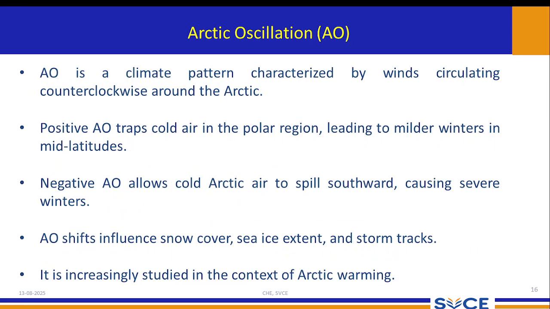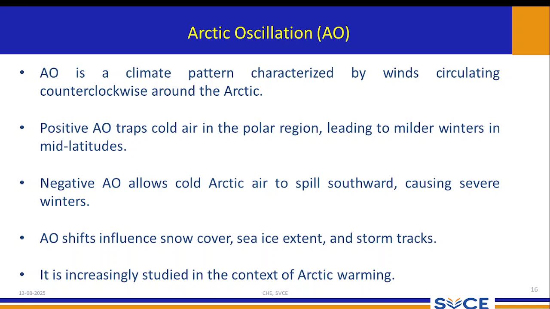Arctic Oscillation is a climate pattern characterized by winds circulating counterclockwise around the Arctic. Positive AO traps cold air in the polar region, leading to milder winters in mid latitudes. Negative AO allows cold Arctic air to spill southward, causing severe winters. Arctic Oscillation shifts influence snow cover, sea ice extent, and storm tracks. It is increasingly studied in the context of Arctic warming.